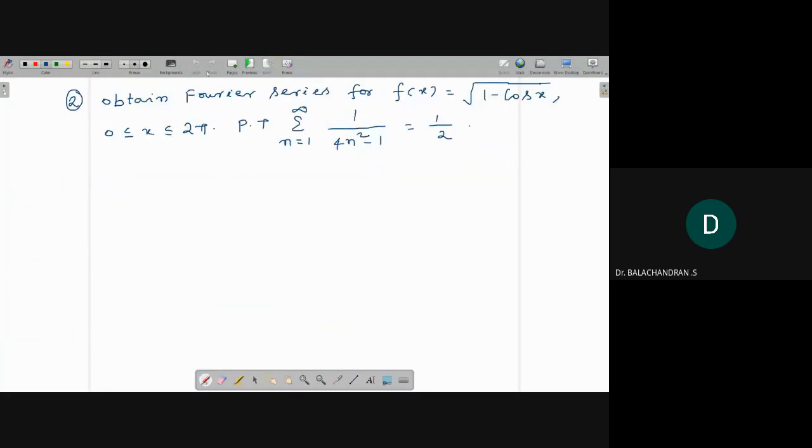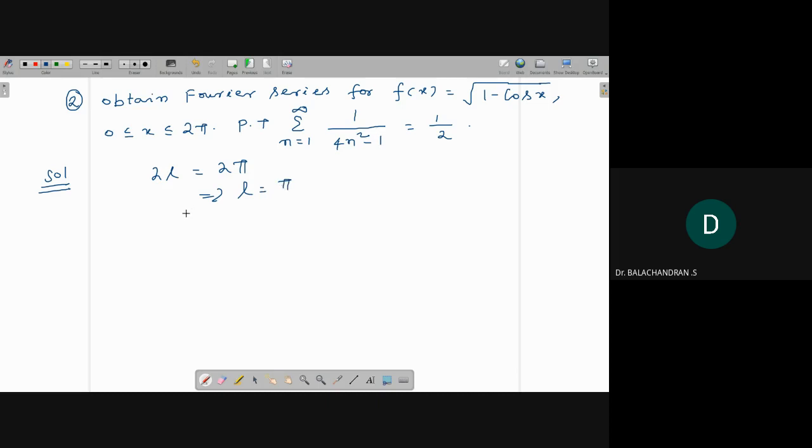So now, second problem, obtain Fourier series for f of x is equal to root of 1 minus cos x, x lies between 0 and 2 pi. Prove that summation n equal to 1 to infinity 1 by 4n square minus 1 equal to half. Solution. So here 2l equal to 2 pi. This implies l equal to pi.